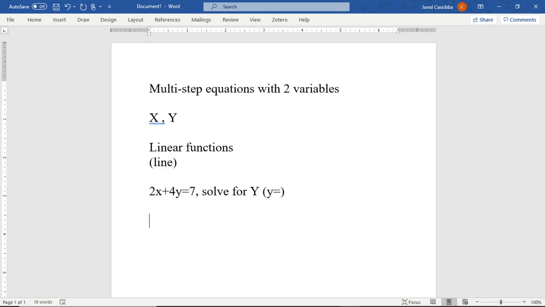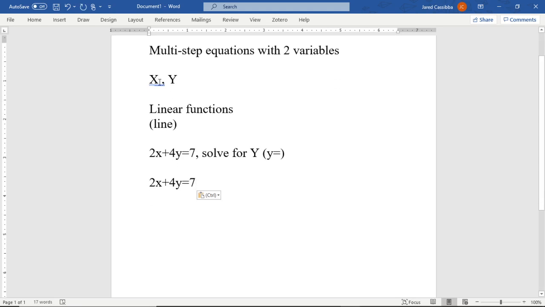Again, this is a multi-step, which means there may be more than one step. So let me just copy this so I get more room. Okay. Alright, so first step, we want to solve for y. So I want to get this 4y all by itself. Well, there's this positive 2x next to it. I want to get rid of that. I want to move that to the other side. So we need to do the opposite of what's there. So 2x minus 2x plus 4y equals 7 minus 2x. What I do to one side, I have to do to the other, just so we stay balanced.